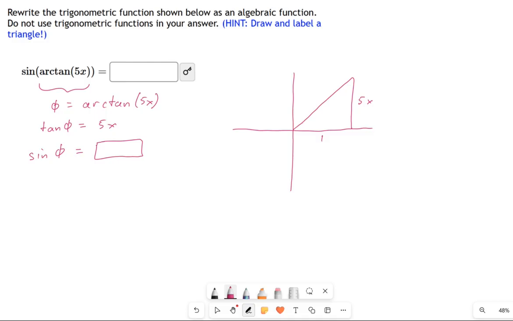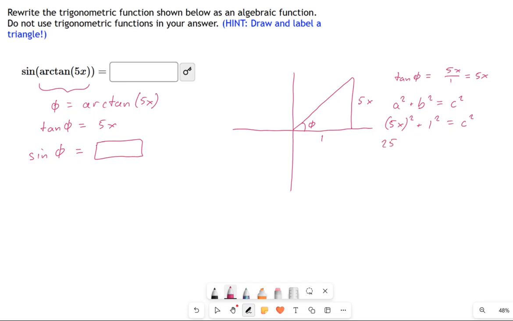That's my 5x. So if here's my phi angle, you can see that the tangent of phi, if you think of SOHCAHTOA, is definitely 5x over 1, the way I've constructed this. So that's my initial condition. Now let's use Pythagorean's theorem to figure out what is the hypotenuse of this triangle. So we're going to call this 5x, and watch out for that squared. We'll get to that in a moment. 5x squared plus 1 squared equals the hypotenuse squared.